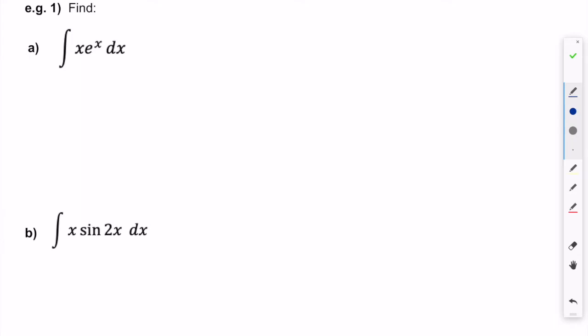Let's start by looking at example 1. Here we're going to integrate x times e to the power of x dx. So, what would you choose to let u be? And what would you choose to let dv be? Since it's the first time doing this kind of question, I'm just going to go in order, okay? So I'm going to let u be x. I'm going to let dv be e to the power of x dx.